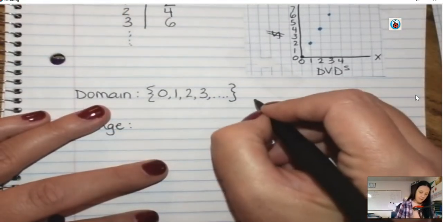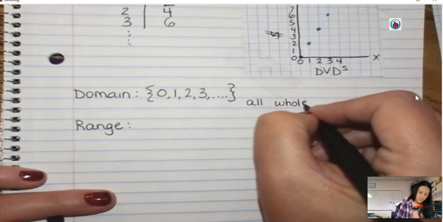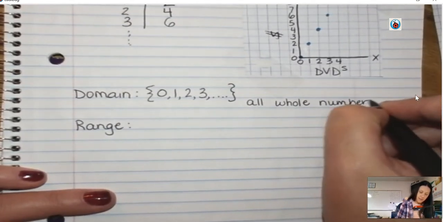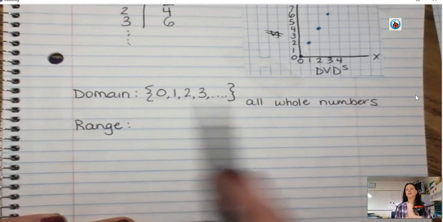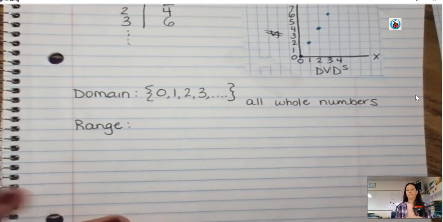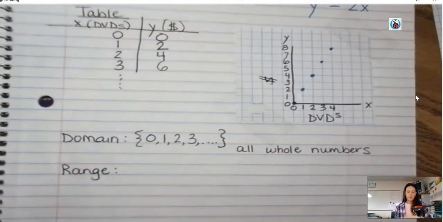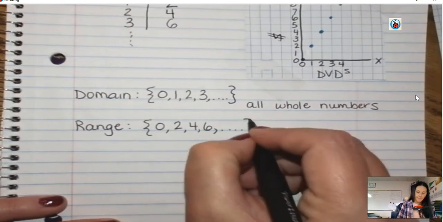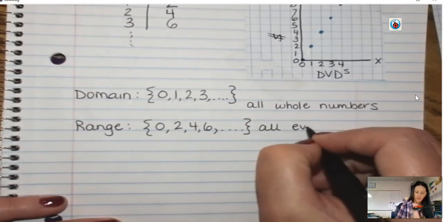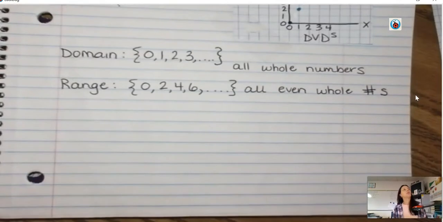And you can add in there, all whole numbers, because he can buy 10 DVDs, he can buy 100. So domain is what x values make sense for the situation. Range is what y values make sense for the situation. So it started at 0, 2, 4, 6, going on forever. And this was all even whole numbers. So the range was all even whole numbers, 0, 2, 4, 6, 8, going on forever.